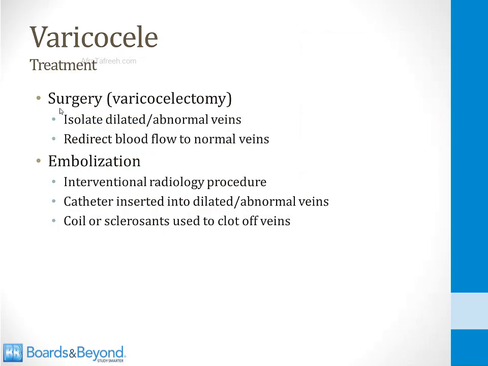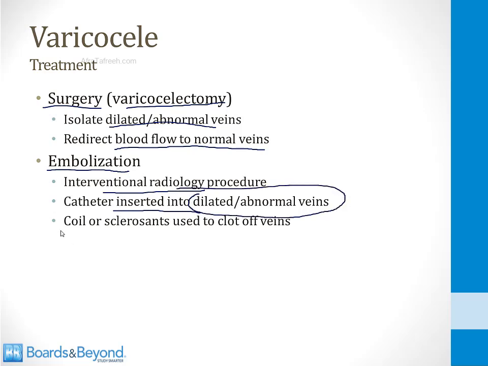There are two treatments for a varicocele. The first one is a surgery. It's called a varicocelectomy. The surgeon isolates the dilated and abnormal veins and redirects blood flow through the normal structures. The second treatment is an embolization. This is performed by an interventional radiologist. A catheter is inserted into the dilated or abnormal veins, and then a coil or sclerosants are used to clot off those dilated veins and leave the normal ones behind.